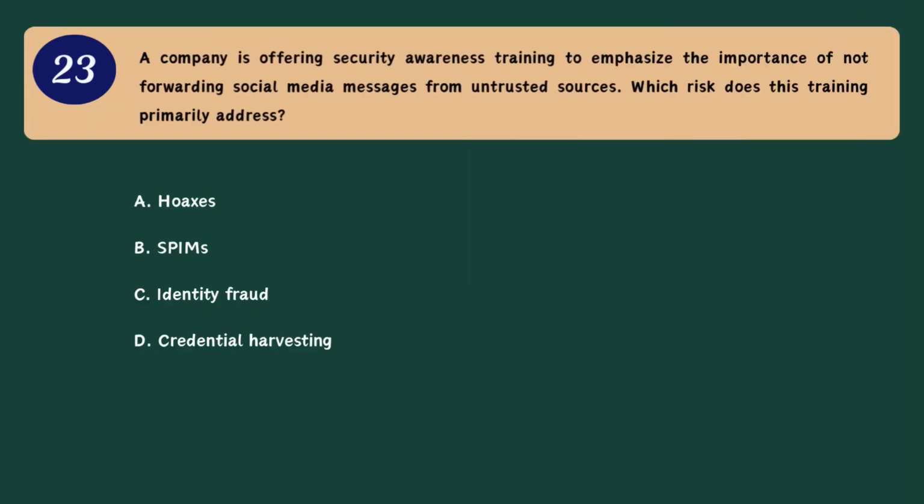Question 23. A company is offering security awareness training to emphasize the importance of not forwarding social media messages from untrusted sources. Which risk does this training primarily address? A. Hoaxes. B. SPIMs. C. Identity fraud. D. Credential harvesting.